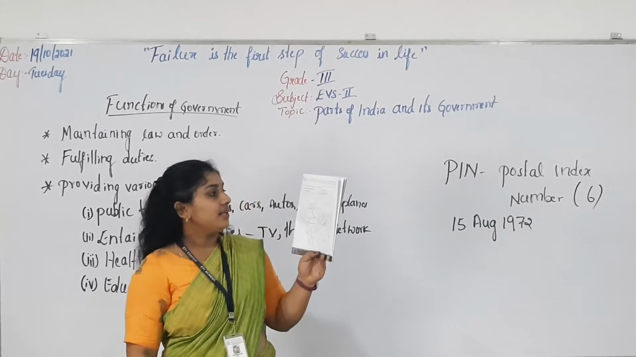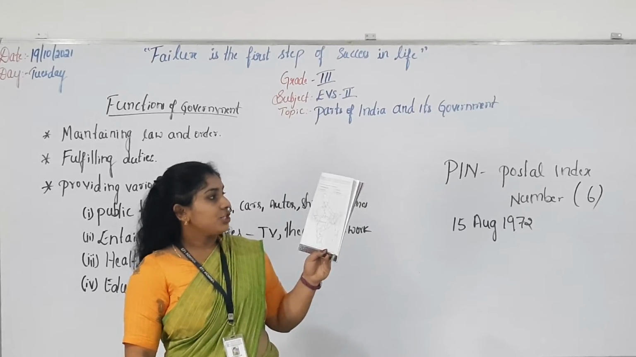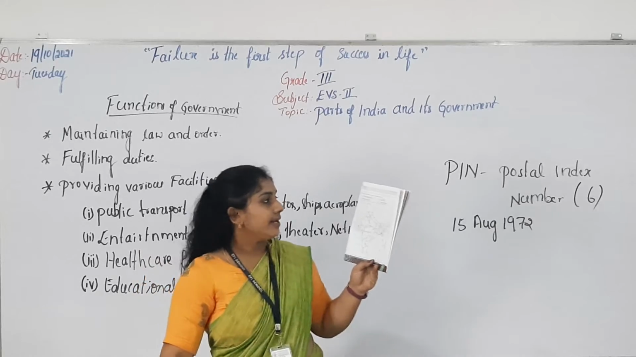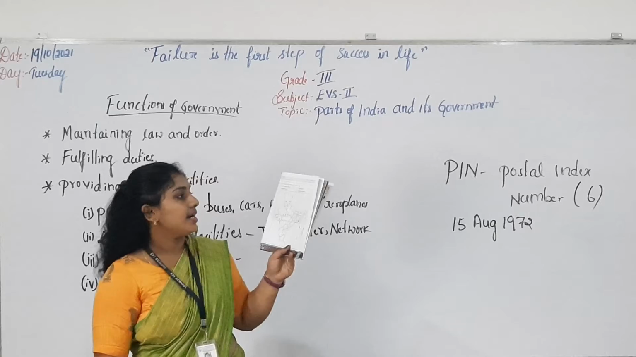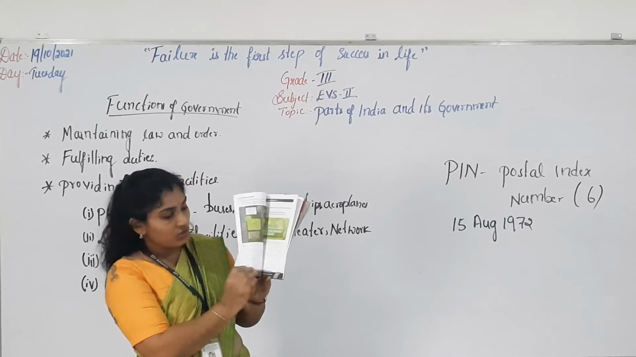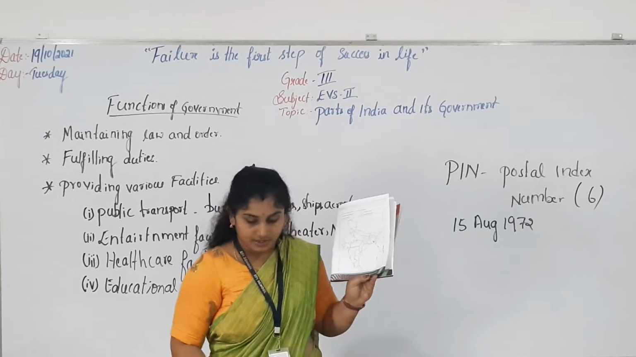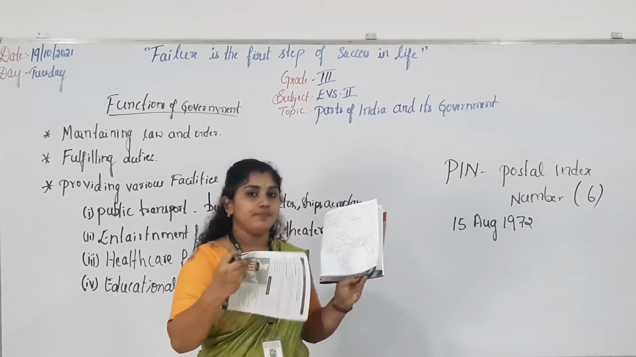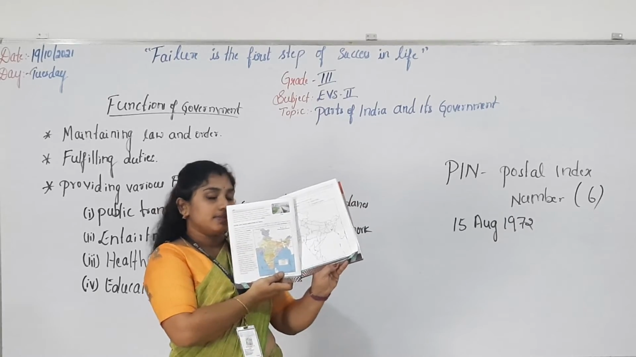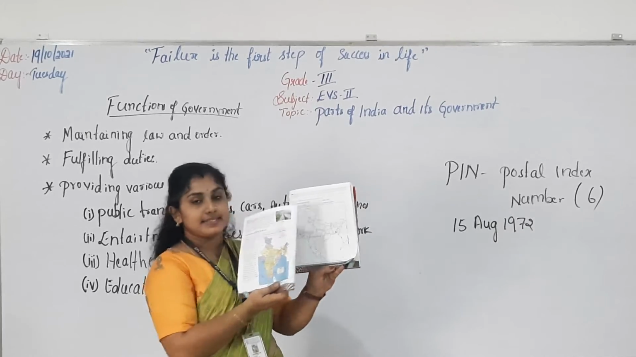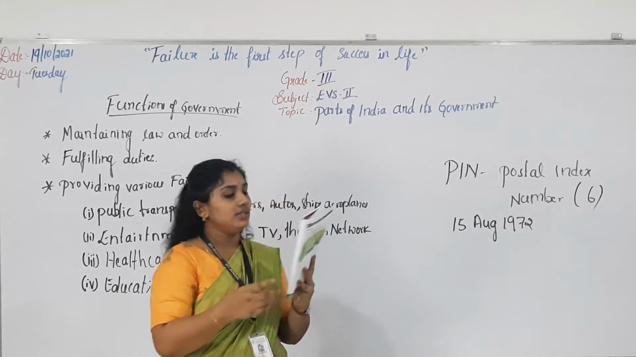Okay. Next, mark the following states on the given map. It is given: A, Uttar Pradesh, B, Assam, Kerala, Nagaland. Uttar Pradesh you have to color blue, Assam red, Kerala yellow, Nagaland green. Yes, it is there in the map. Please refer to this and mark these places and fill in that particular color only. Okay.